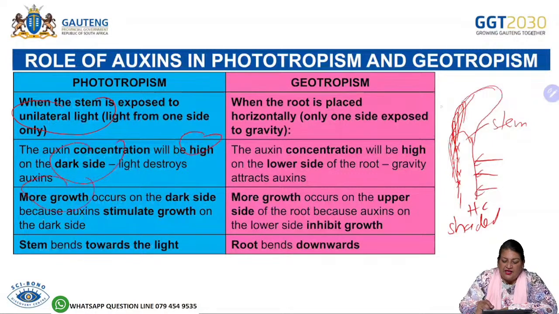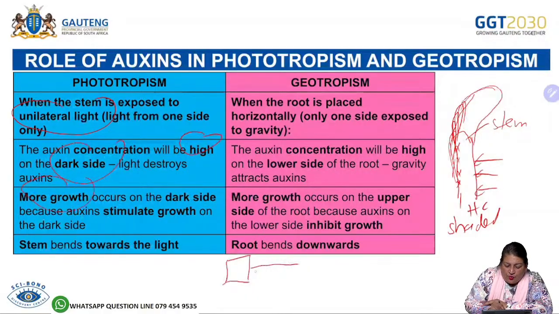Okay, now let's look at geotropism. So when the plant, actually the pot plant, fell on its side, what's going to happen is that when the plant falls on its side, remember now, here are your roots in your soil.